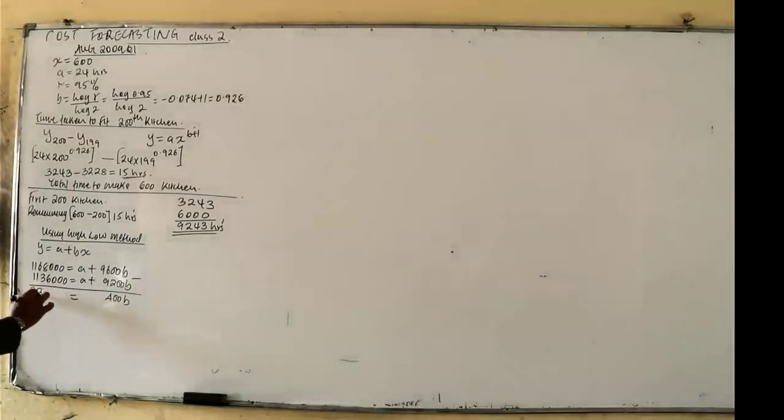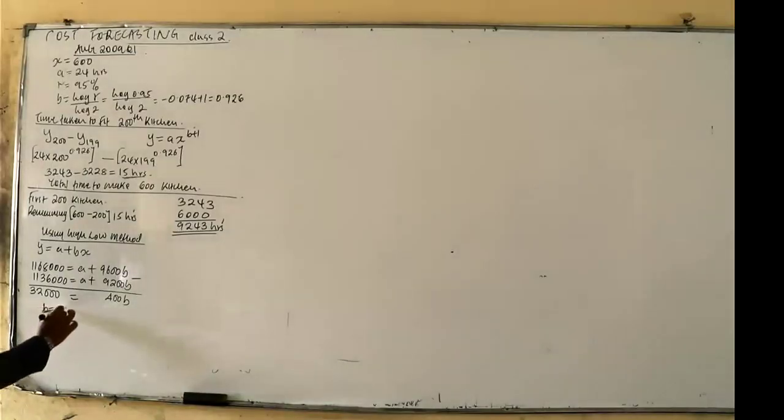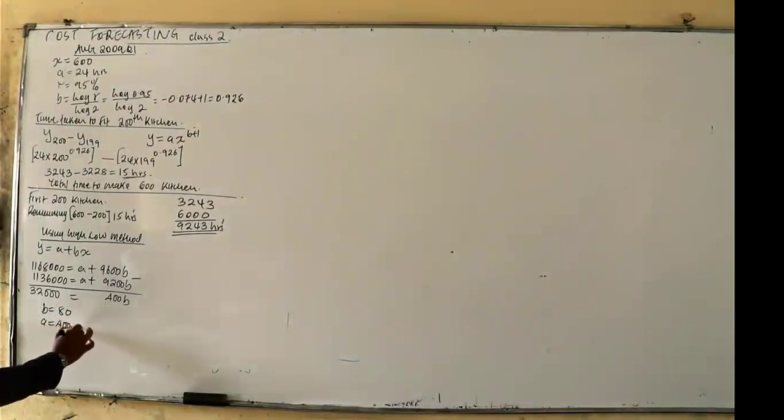Get that 2000, right? Now give me b. To get b, you take that 2000 divided by 400. 320 divided by 4, you get how much? You get 8. Now give me a. Now we have b, so we need a. You get 400,000.